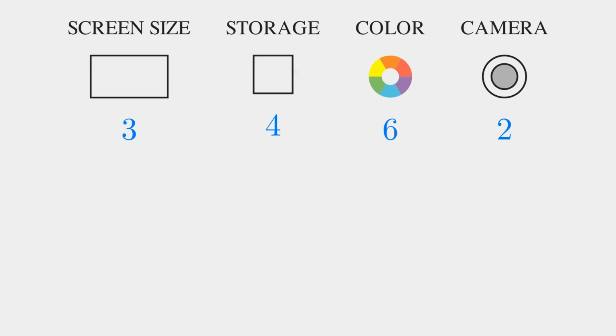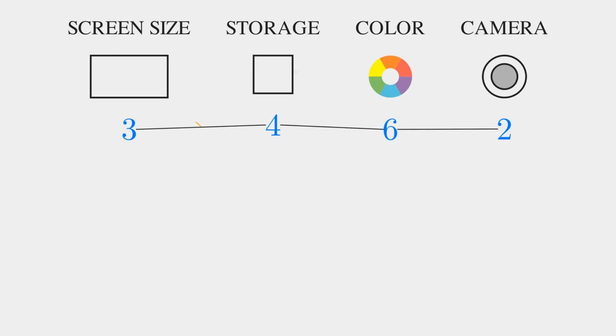To solve this, we'll use the fundamental counting principle. This principle states that if you have a series of independent choices, the total number of combinations is the product of the number of options for each choice.